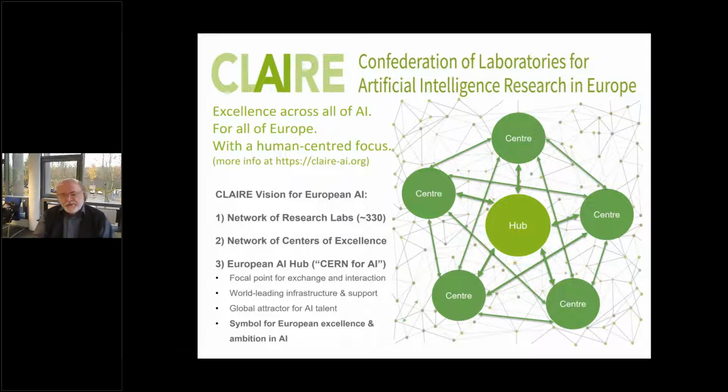And then we're arguing for a European hub, what I like to call the CERN for AI, this idea of having a single location as a symbol for European excellence and ambition in AI, really an attractor also for talent, so people don't leave Europe for Google and other places, but hopefully we have enough really challenging, big support for very challenging large projects. So this is something we're still working on.